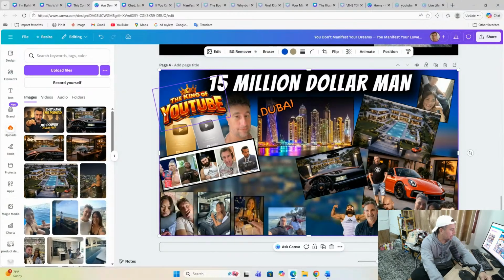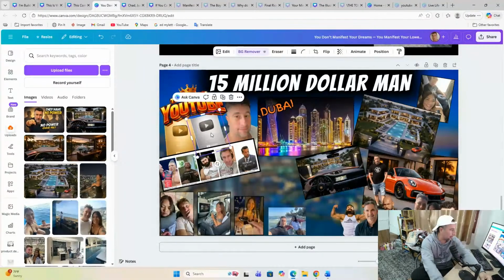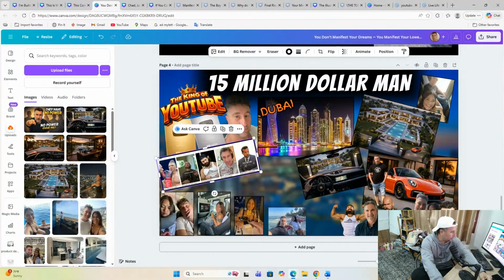Then I got the silver plaque and the gold plaque. When my mind sees this, I already know what this represents. The silver plaque is 100,000 subs. The gold plaque is 1 million subs. So I got the YouTube plaques on here with my name on it. This is what I mean by putting in truth. This picture right here is a real picture.